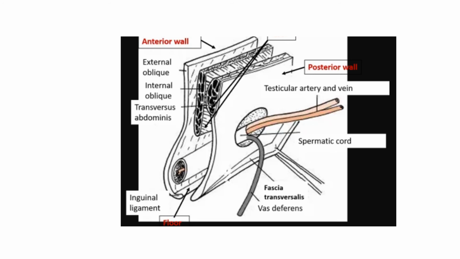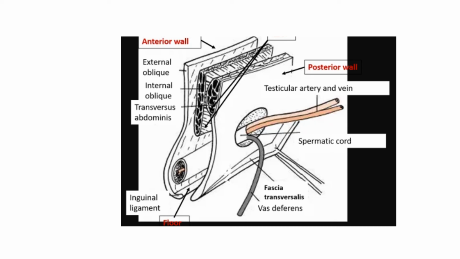Now, inguinal canal, it is a musculoaponeurotic tunnel nearly 4 cm, and it extends from the deep inguinal ring to the superficial inguinal ring. You can see external oblique, internal oblique, transverse abdominis, and this is the fascia transversalis. Now, anterior wall is formed by skin, superficial fascia, and the external oblique aponeurosis, and it is partially formed by the fibers of internal oblique.